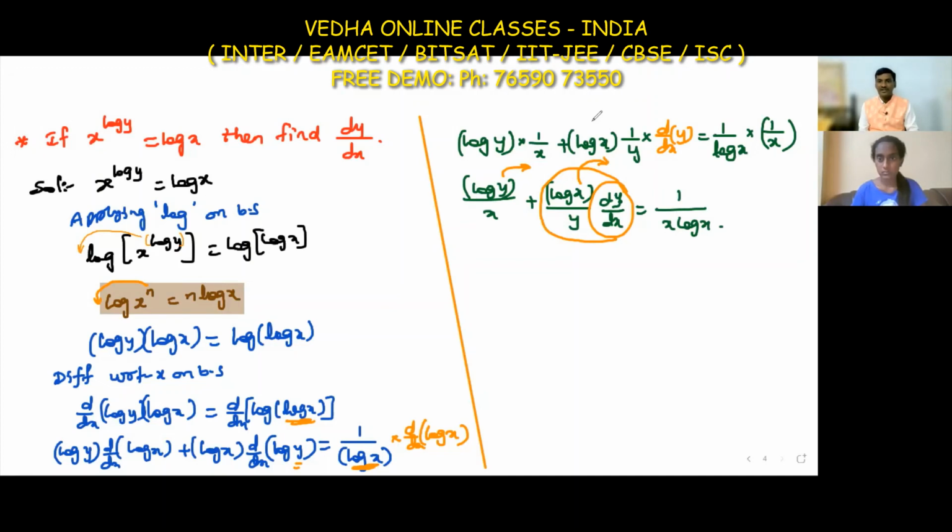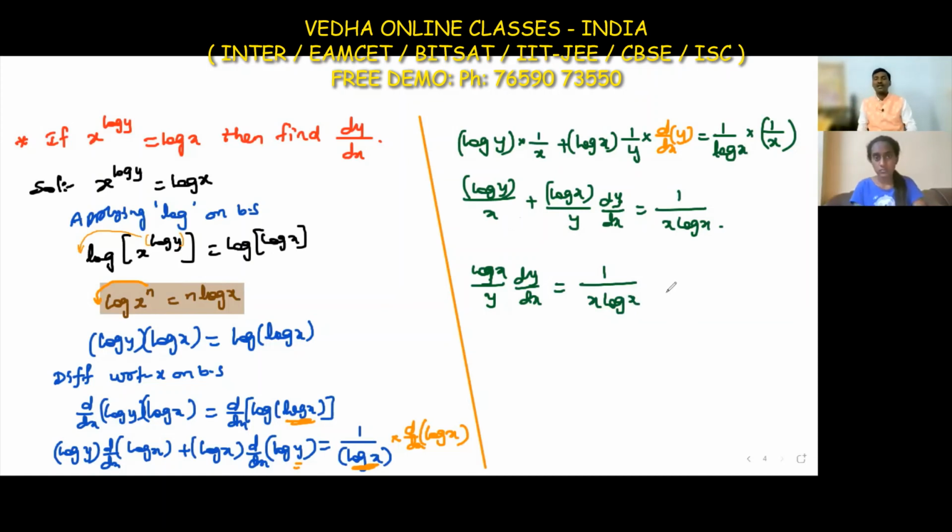So now log x divided by y into dy by dx, the derivative term, we keep on the left side, and the remaining term I am sending to the right side: 1 divided by x log x, and here log y by x is positive. If you take it to that side, it becomes negative, so we get minus log y by x.